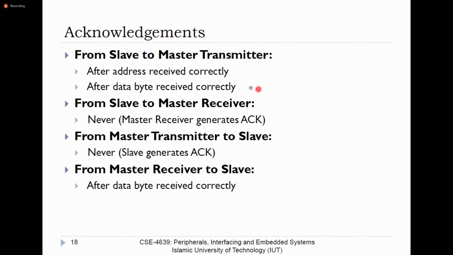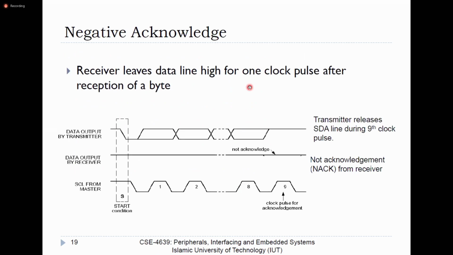Okay, let's talk about the negative acknowledgement. As we have the acknowledgement, we also have the negative acknowledgement. The system allows a negative acknowledgement when there is any error in the data transmission or data transfer. In that case, a negative acknowledgement is sent. And you know that negative acknowledgement means I have not received the data correctly.